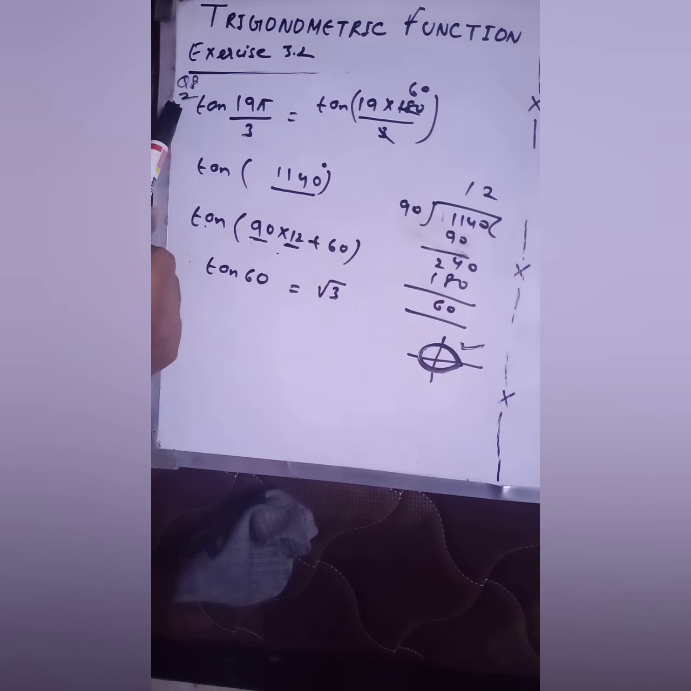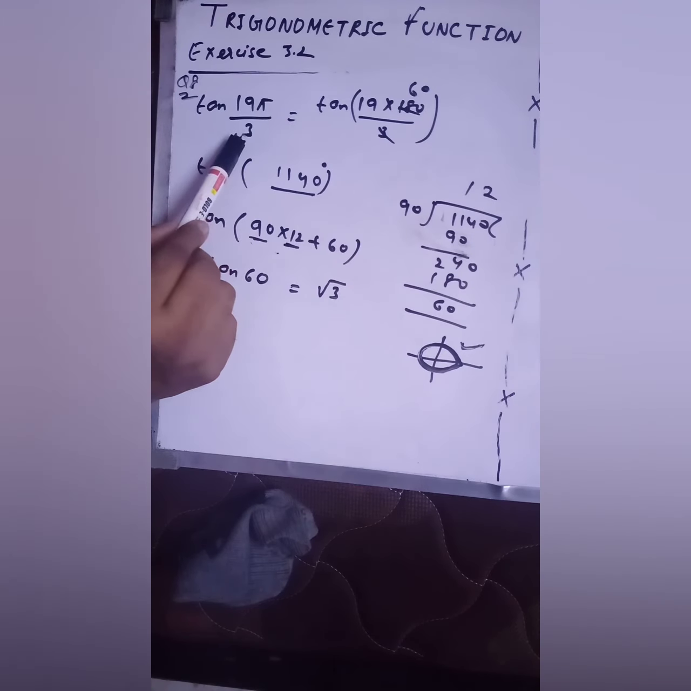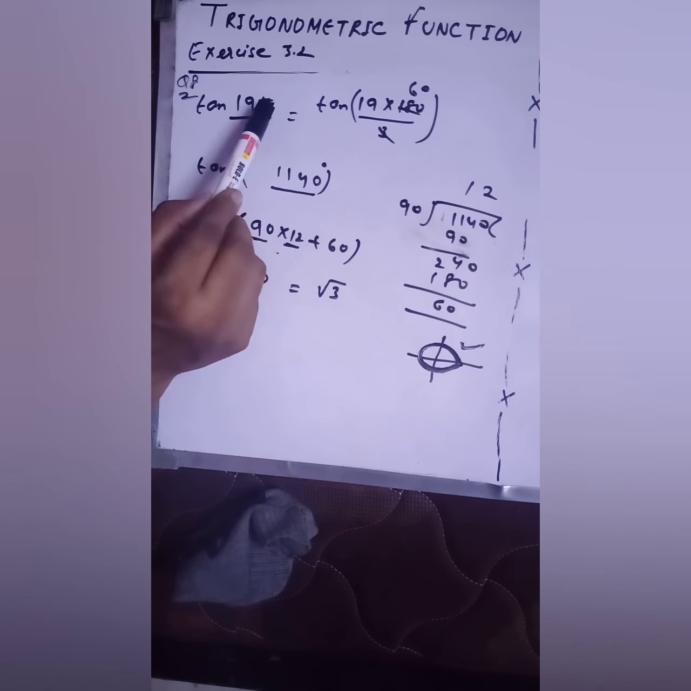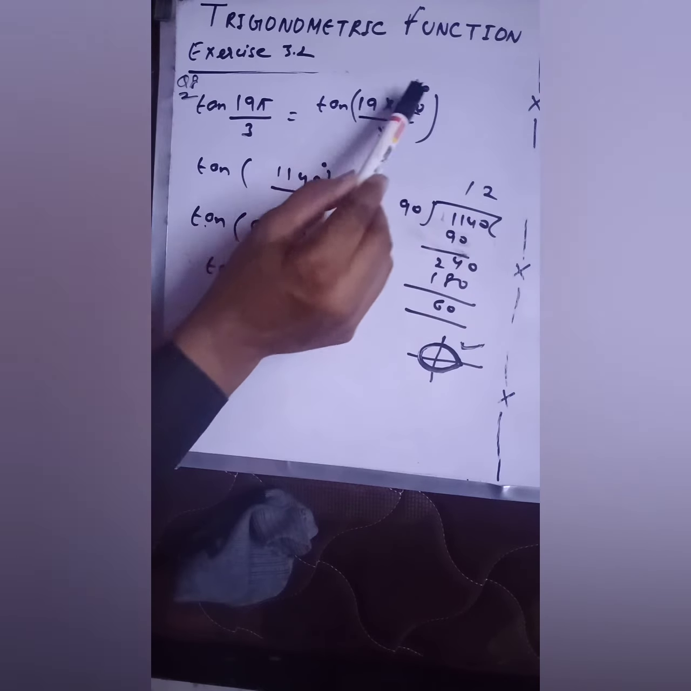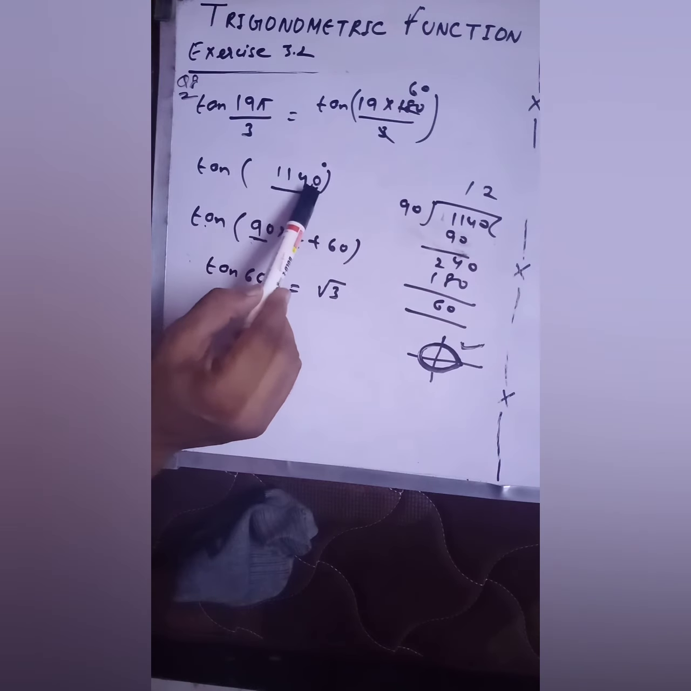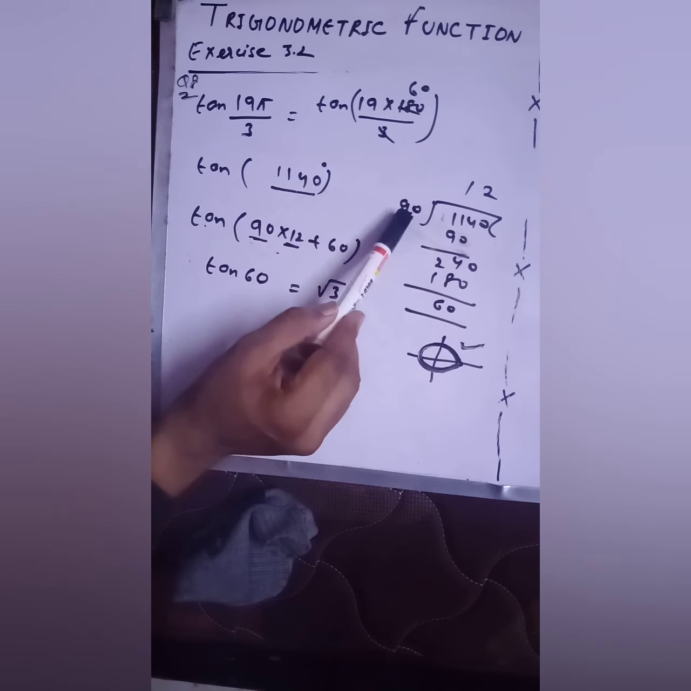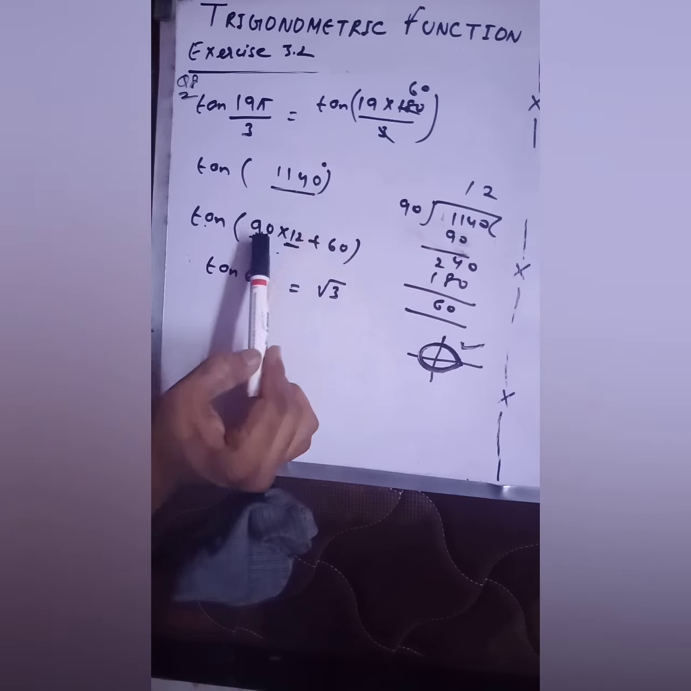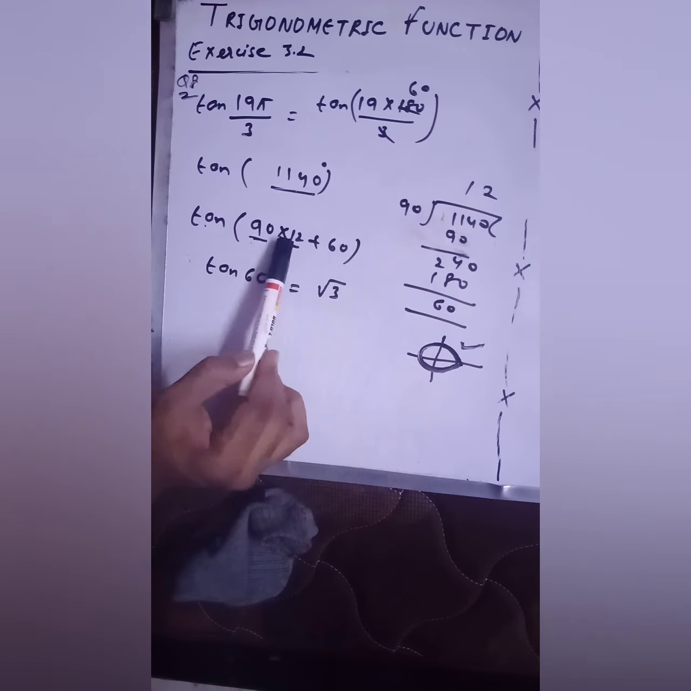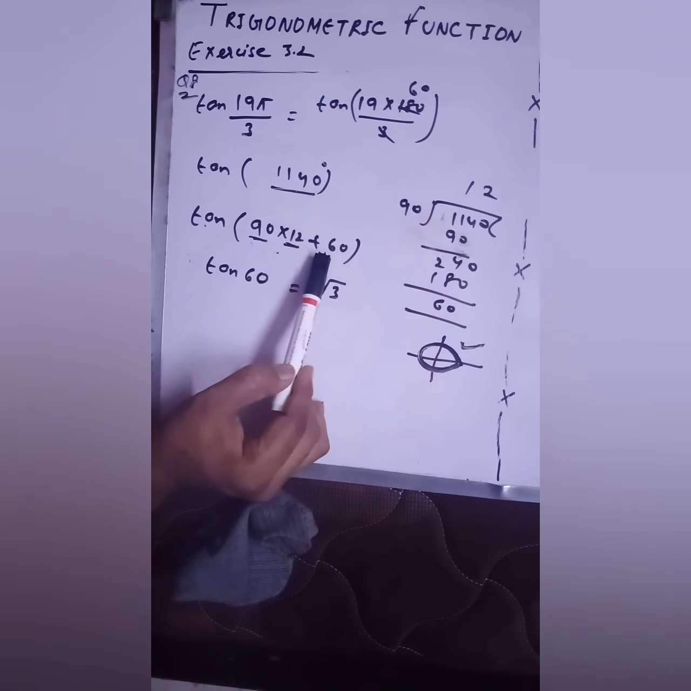Here I am solving question number 8 of the second exercise. Here you have tan(19π/3). So in this question, I am putting 180 in place of π, and after multiplication you will get 1140. Now I am dividing this value by 90. So in place of this angle I am writing 90 × 12 + 60. I am breaking this angle into this form.